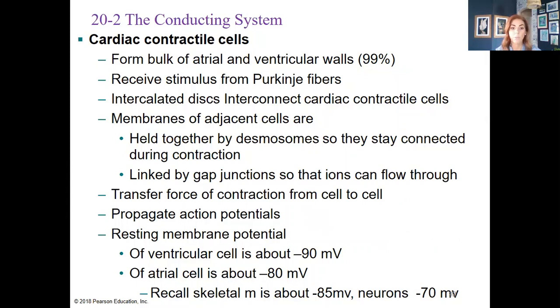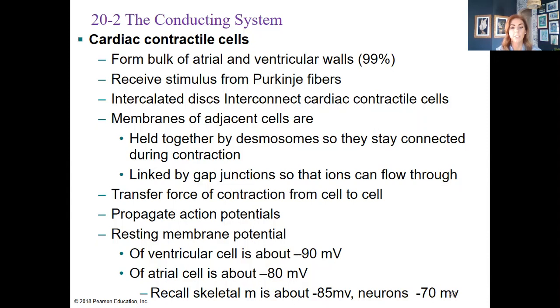These are going to form the bulk of the atrial and ventricular wall. As you can see there, 99% of the heart is going to be made up of these contractile cells. Again, these are the ones that you learned about in 2401 that you looked at underneath the microscope. They will receive the stimulus from the Purkinje fibers so that they know to contract.